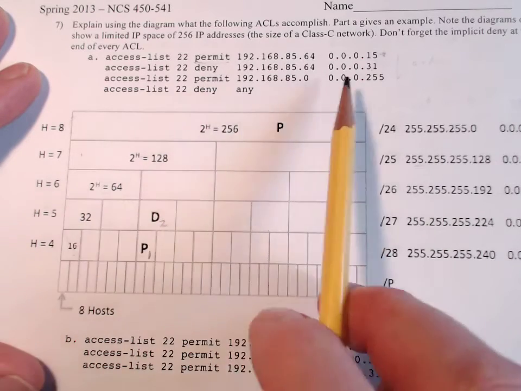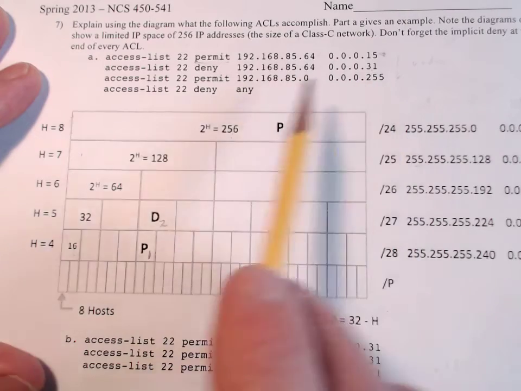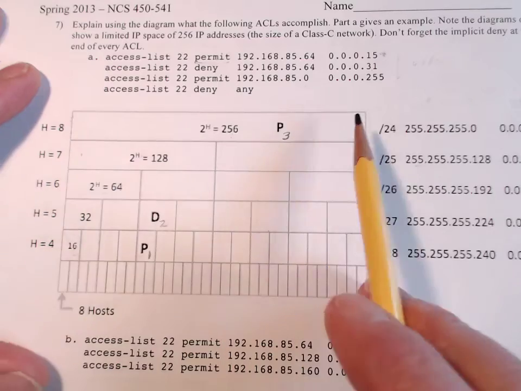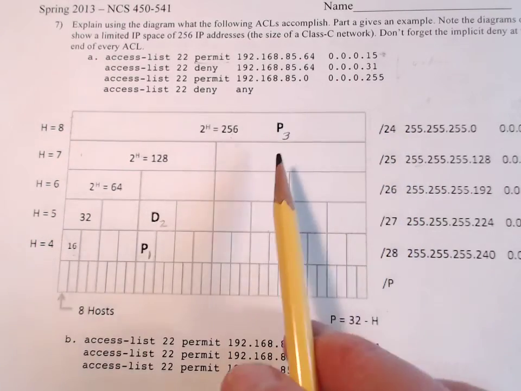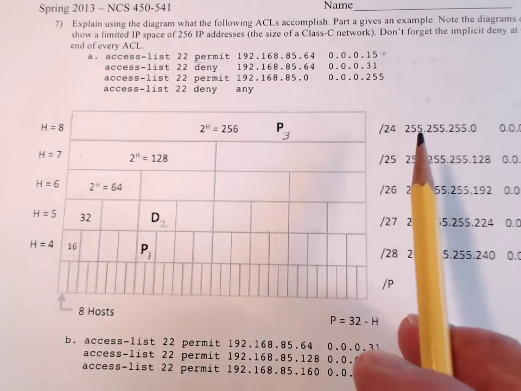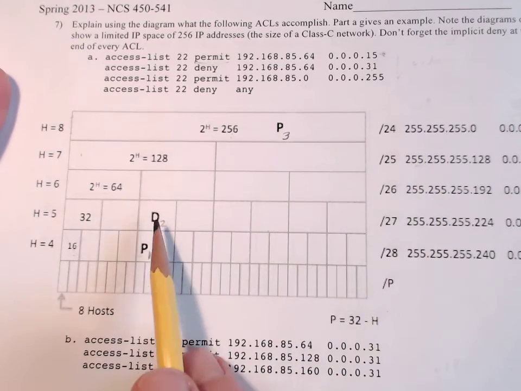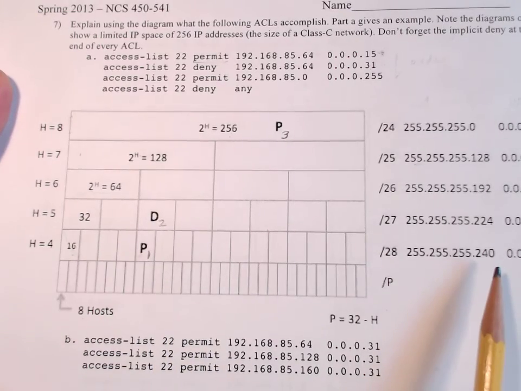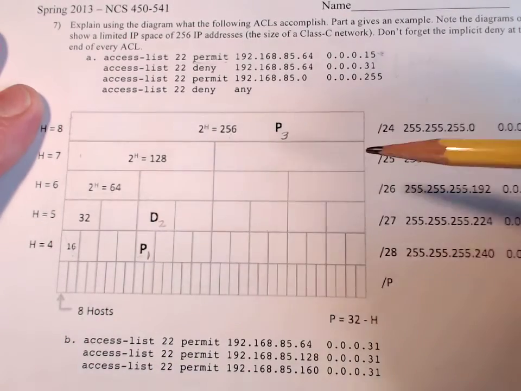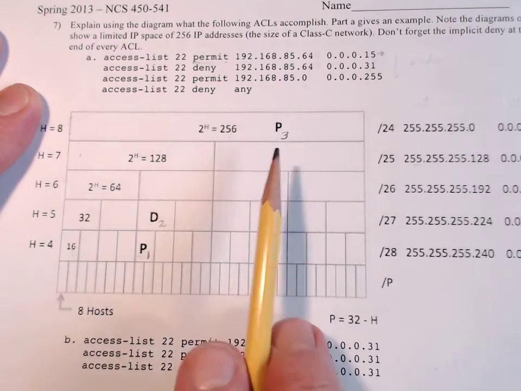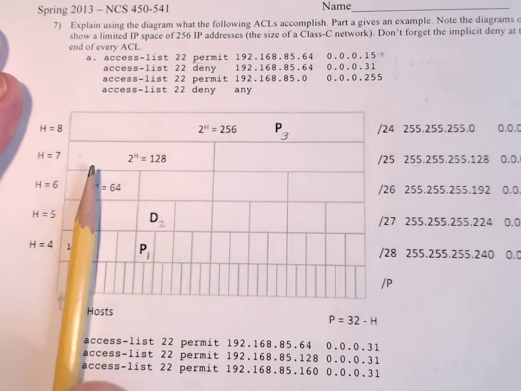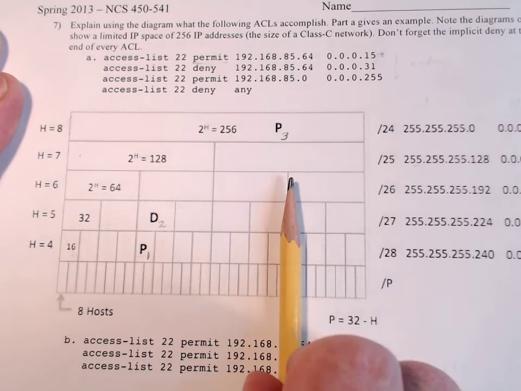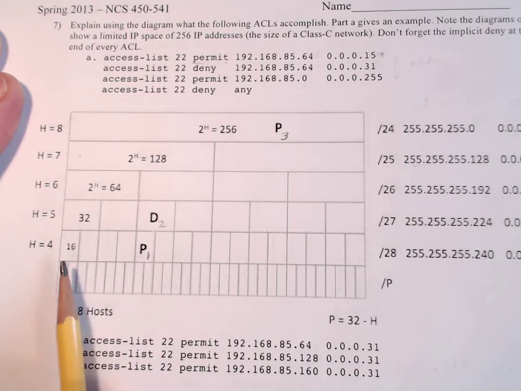Finally, we're permitting a block of width 256 starting at address 0. That is, we're permitting the entire rest of the block here. And then there's an implicit deny after that. And so we can label this diagram with permits and denies and number them 1, 2, and 3 like this. Essentially you can draw your pencil across here to see which sections are permitted and which are denied.